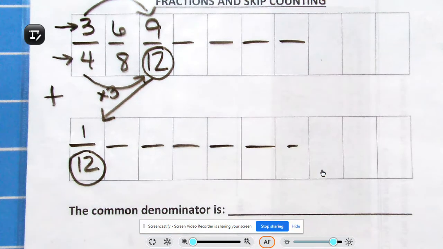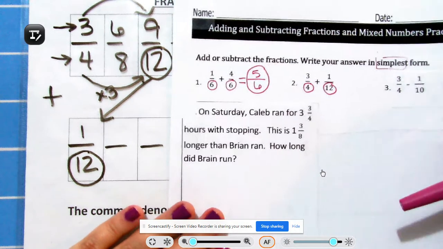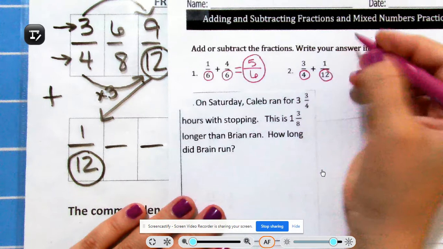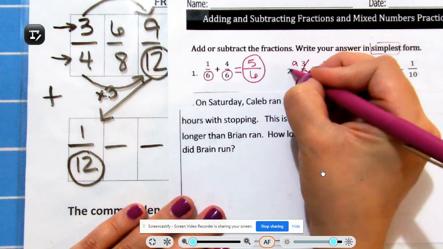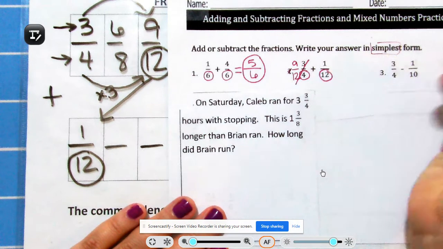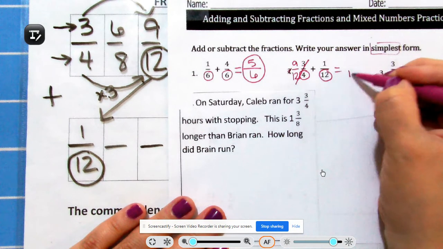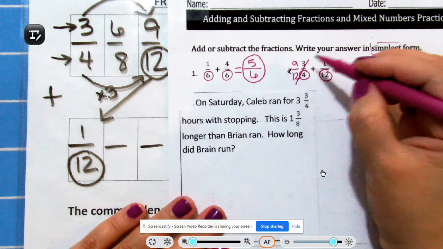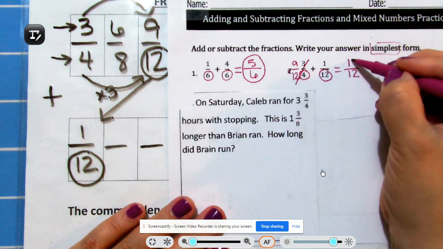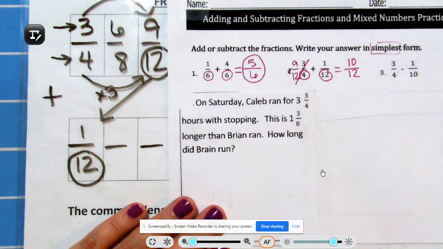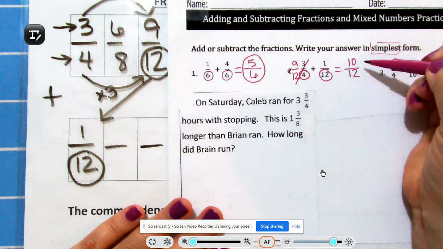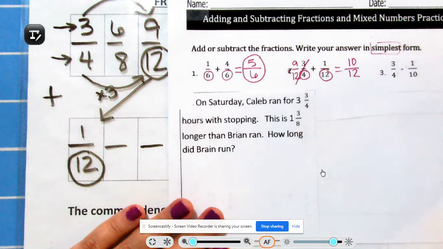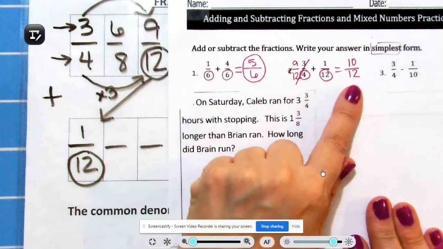So we're going to go back and we're going to add 9/12 and 1/12. So this fraction is going to stay the same. This one's going to change to 9/12. Your denominators are going to stay the same. 9 plus 1 is 10. And we have 10/12. Now right away I noticed that both of these numbers are even, so I know that 2 is going to be a factor. So this fraction is not simplified.